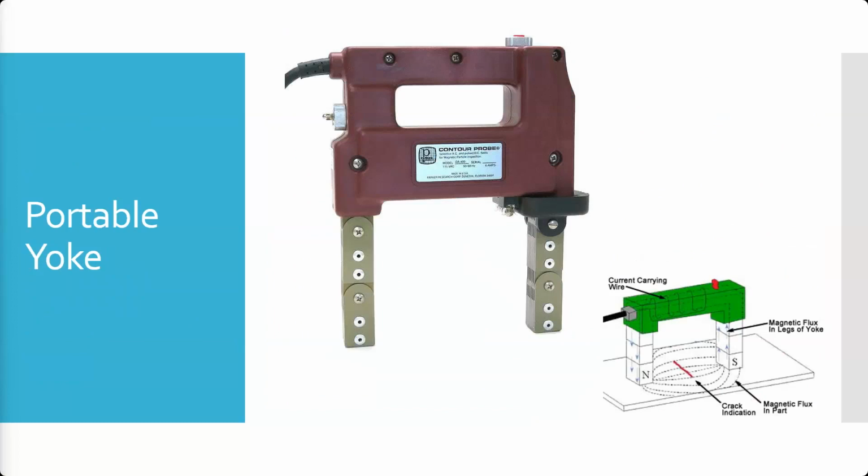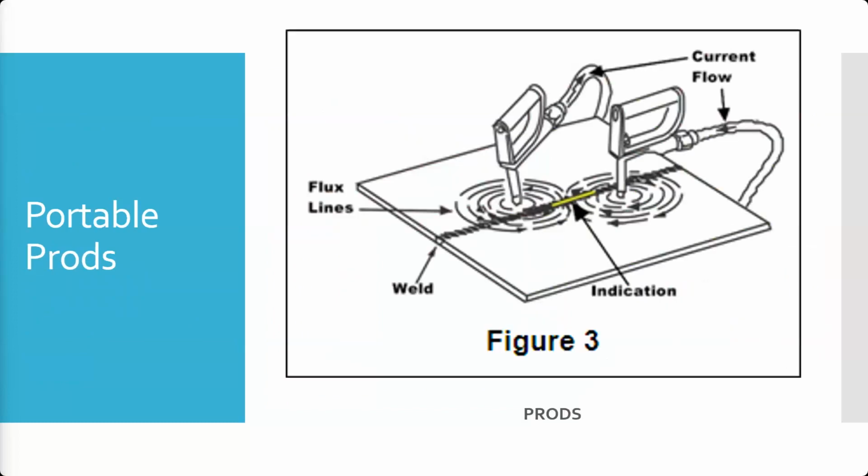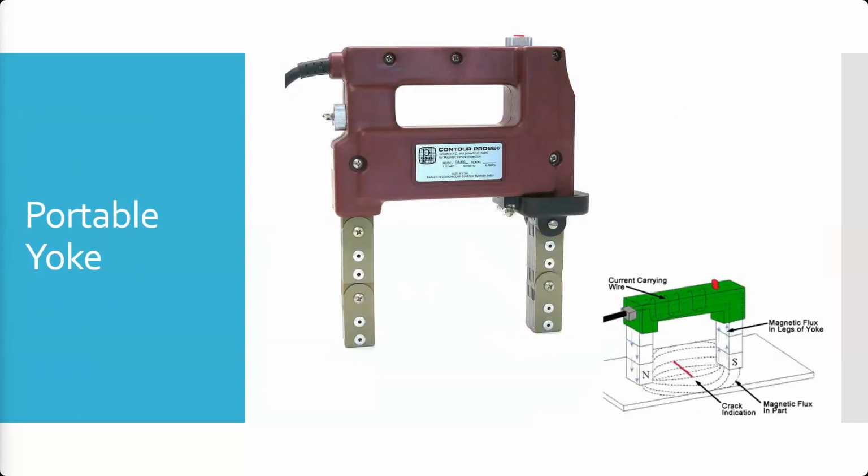Okay, so again, to compare, you get the circular magnetic field between the prods, where a current runs from one prod into the part and back up the other prod. You can see current flow. Whereas a yoke basically is just a magnetic field. It generates a magnetic field. It does not actually send current through.